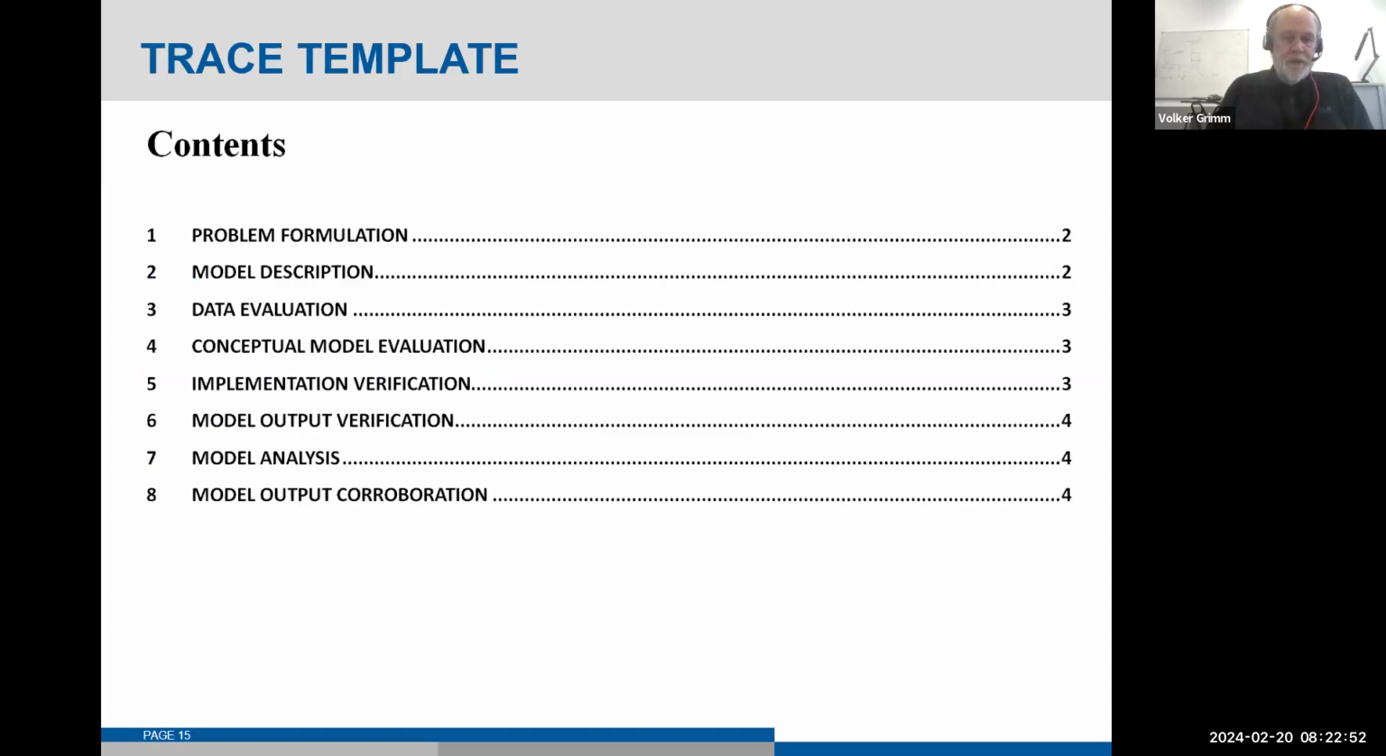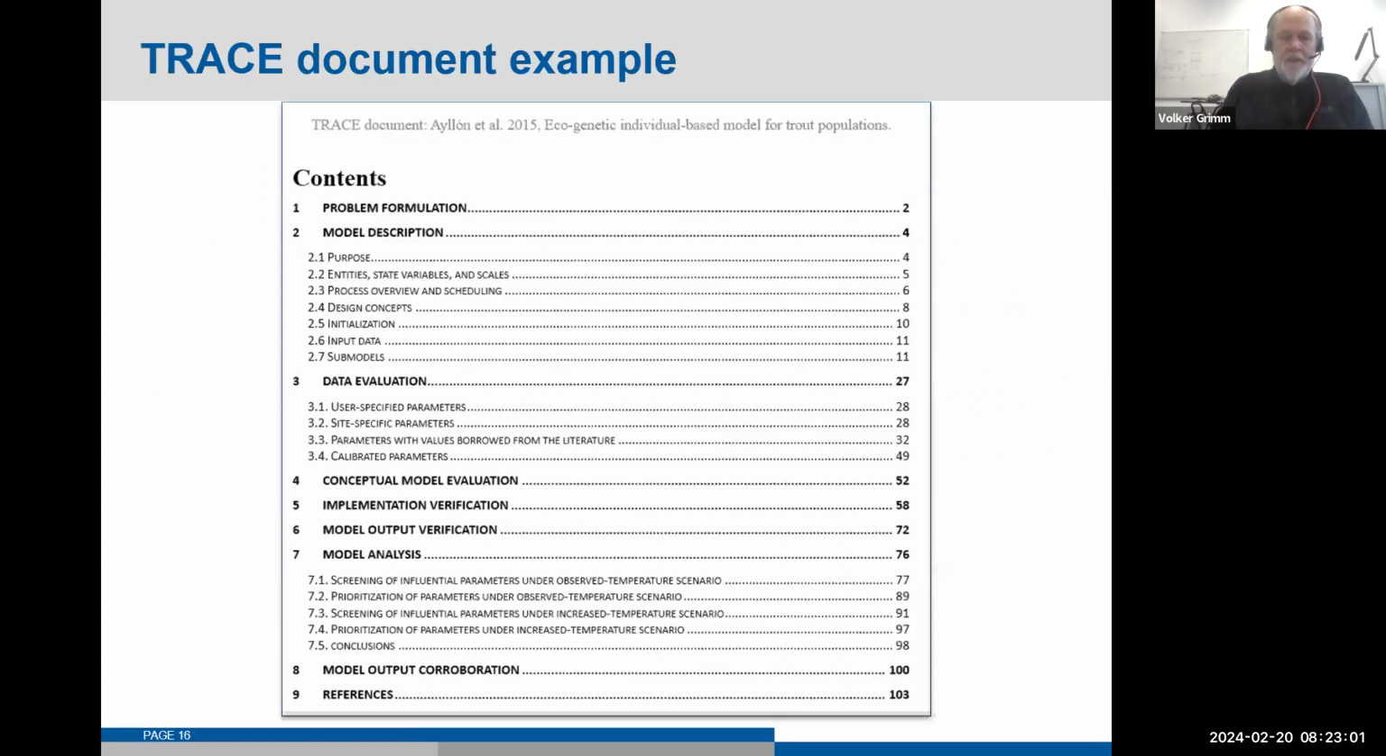And that's the case for TRACE. If you really do this, if you really document what you did and all these different steps of model development, you easily get a document like this. This was by Daniel Ayllón. He implemented a brown trout model developed by Steve Railsback, and this is his TRACE document. It has 100 pages. It's a lot of work. It's also a very complex model.